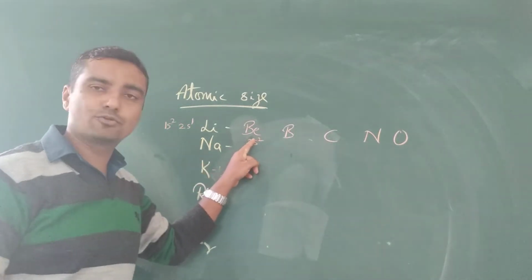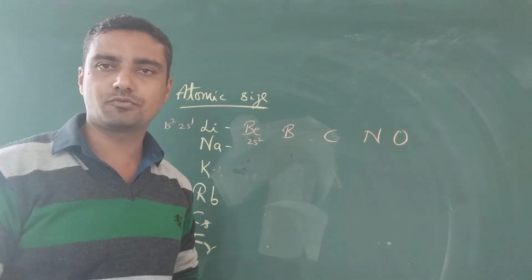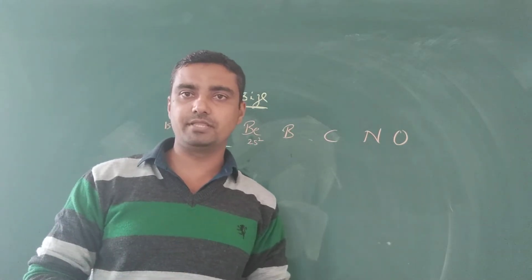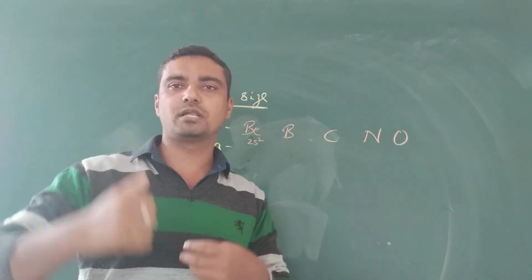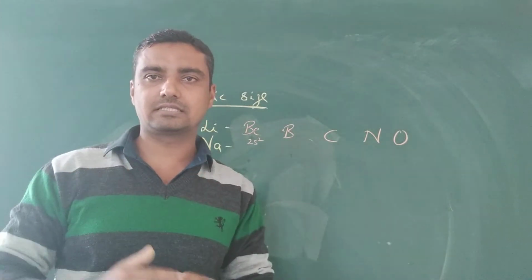If the electron is added to the same orbital, the force of attraction increases. If the force of attraction increases between the nucleus and the outermost shell of electrons, the size of the atom goes on decreasing.